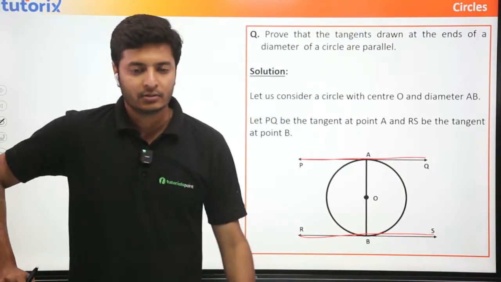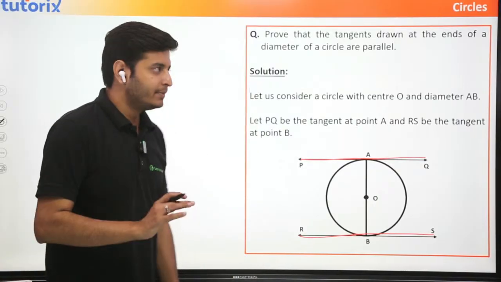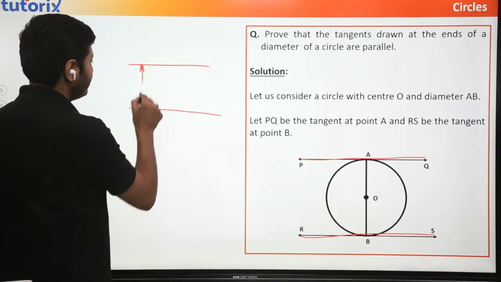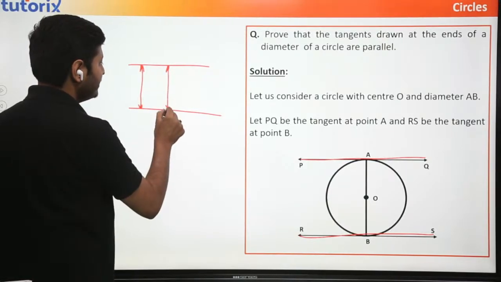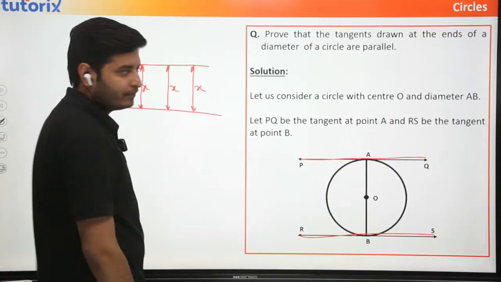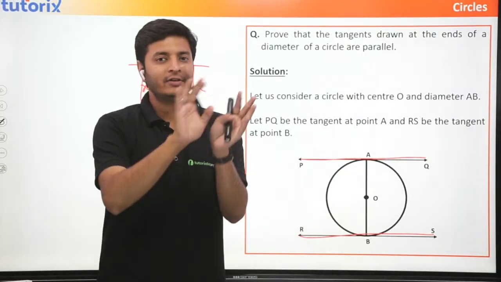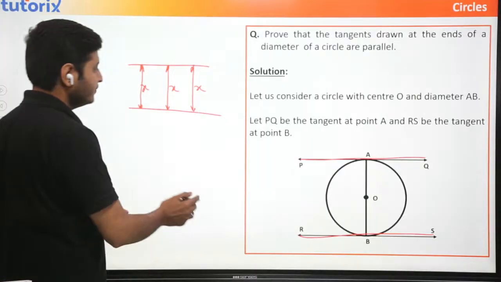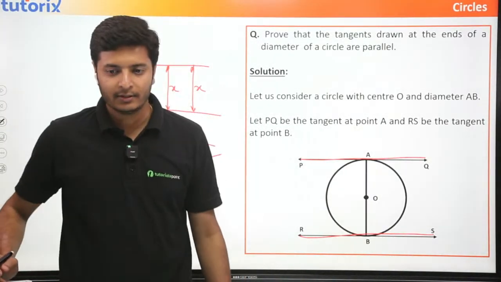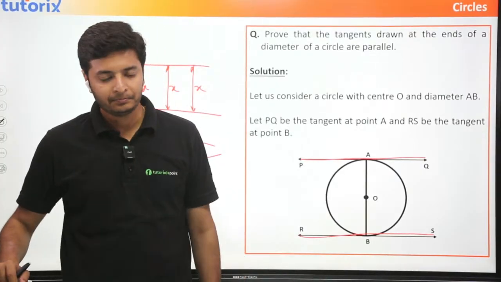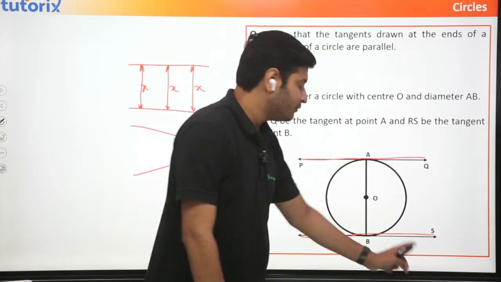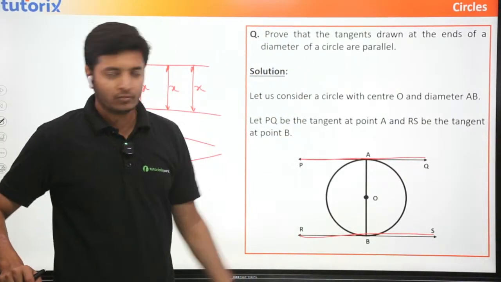Okay, how to prove this? What are the basic properties of parallel lines? The basic property is that the perpendicular distance between these two lines will never change. If this is x, this is also x, this is also x. The distance between two lines will never change. They are never going to coincide with each other. They are never going to diverge on either side. So if somehow I can prove that they are at equal distance from each other, then I can prove that these two are parallel.